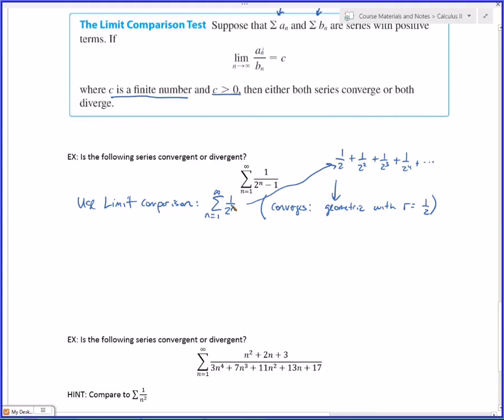So, if I apply the limit comparison test, what I'm going to do is take the limit of the unknown terms over the known terms. If that goes to some number that's not 0, then this thing up here will do the same thing that this one does. Okay? So take the limit as n goes to infinity of our unknown divided by our known.